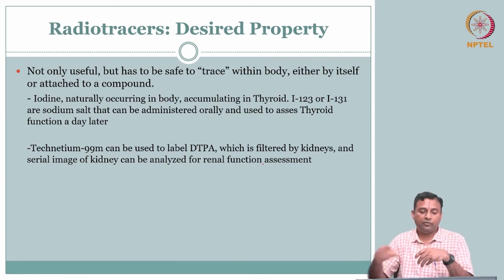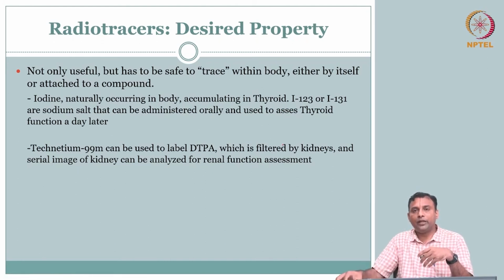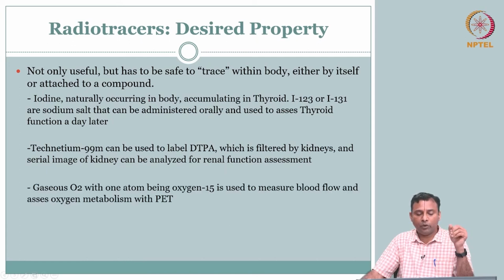So if I give a technetium based radio tracer, it goes through the filtering in the kidney, and you can essentially start to image that and see how the filtering is happening, right. So this is another one. The idea is you have to have a radio tracer that can naturally be labeled to find some processes, some functionality, some physiology, okay. That is also an important aspect.